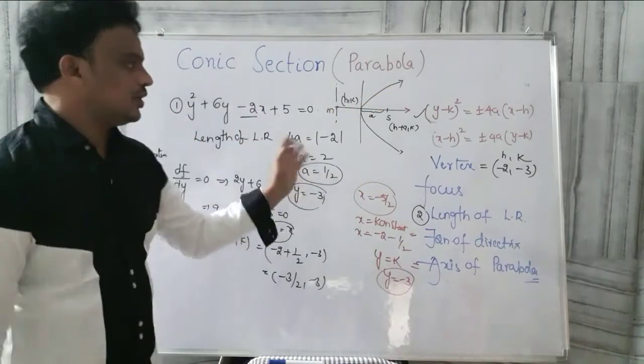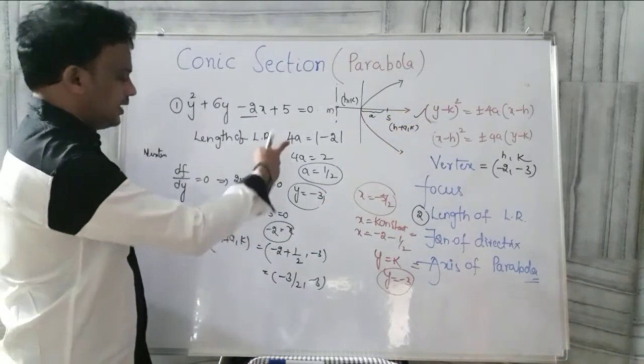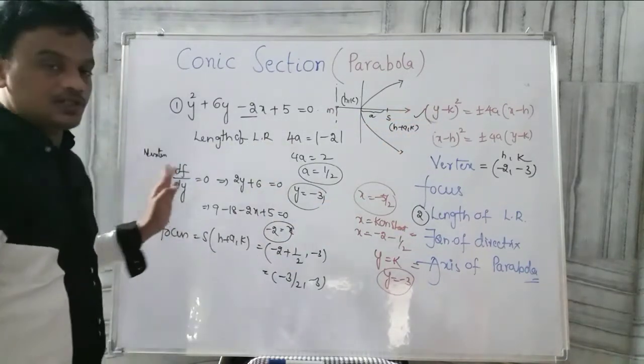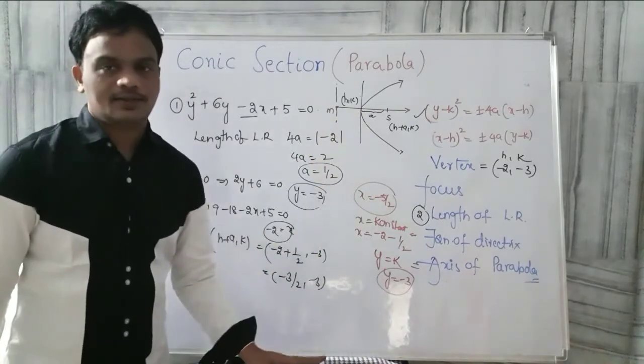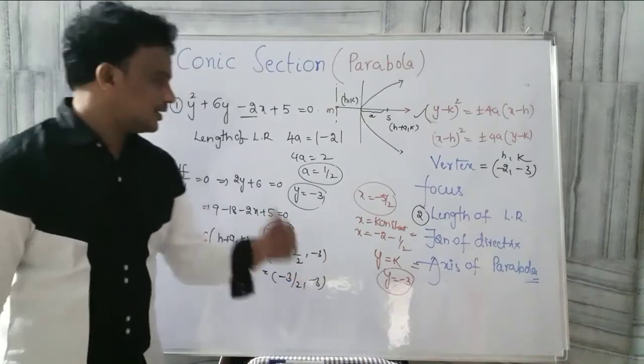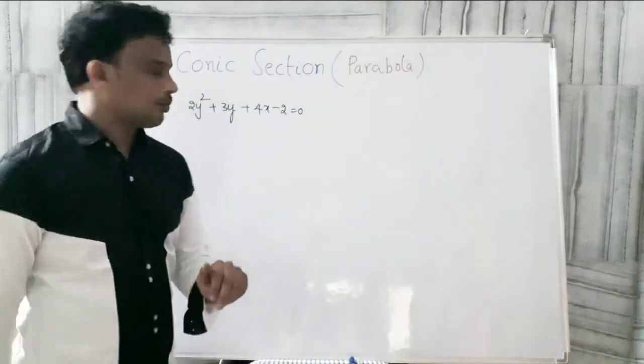So without transforming into that form, we can simply first get the length of the latus rectum, getting the a value, then after the partial derivative we get the vertex, then we get all the remaining things. Come on students, make a note. We will discuss one more problem.